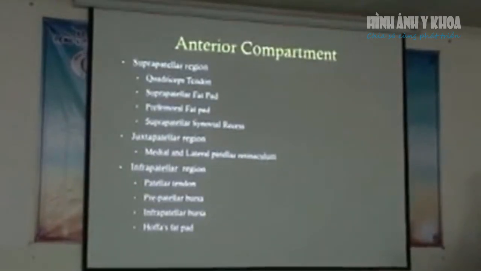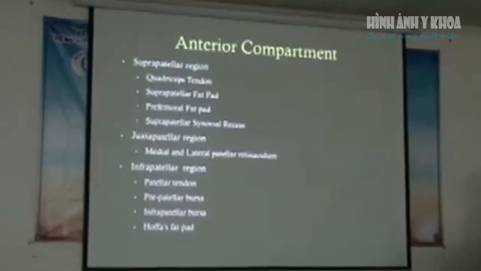So when looking at the knee, it's much easier just to break it down into compartments. Vùng khớp gối thì để dễ dàng trong siêu âm mình sẽ chia nó thành những cái khoang trước, khoang trong, khoang sau, khoang ngoài. So in the anterior compartment, we're looking at the suprapatellar region, the juxtapatellar region, and also the infrapatellar region. Mình sẽ chia cái khoang trước thành vùng trên bánh chè, vùng cạnh bánh chè và vùng dưới bánh chè.